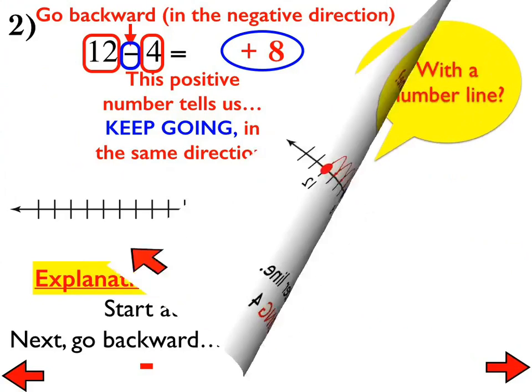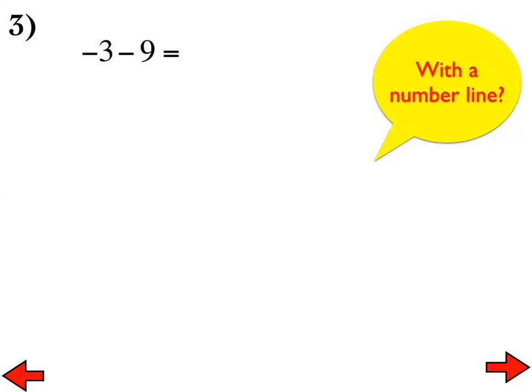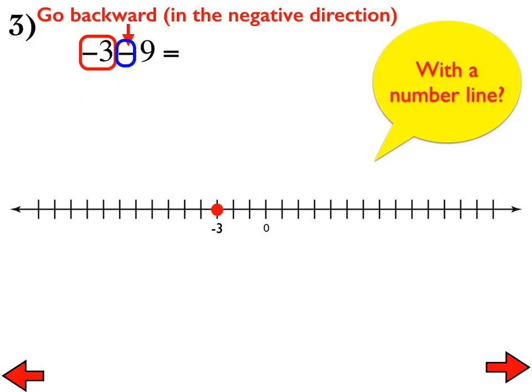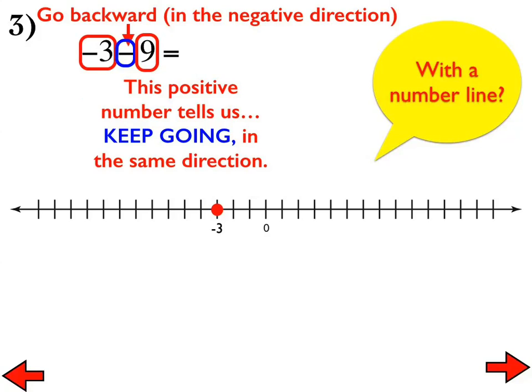All right, let's take a look at number 3. In fact, I want everybody to try that one. Where are we starting with this problem? At negative 3. All right, so we put a dot at negative 3. Will I be going left or right? Left, or backwards. How many places? 9. And where will that leave us? Negative 12. Good.